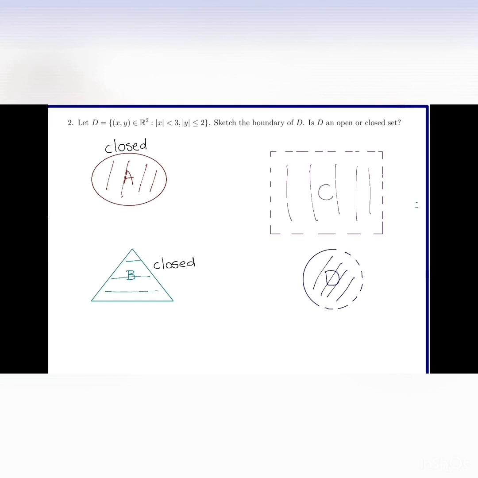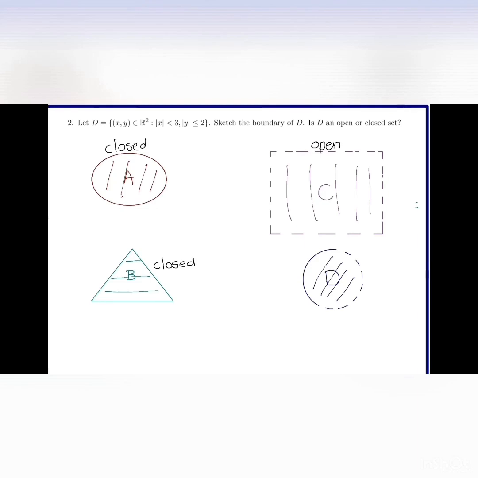So let me get back to it. So as I've said, A contains all of its boundary, meaning it's closed. B contains all of its boundary, meaning it's closed. C contains none of its boundary, meaning that it must be open because it contains absolutely none of its boundary. This is like a present that's not been wrapped at all. And then you get D.